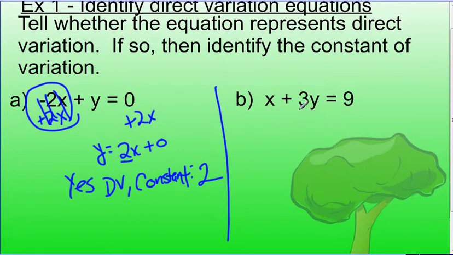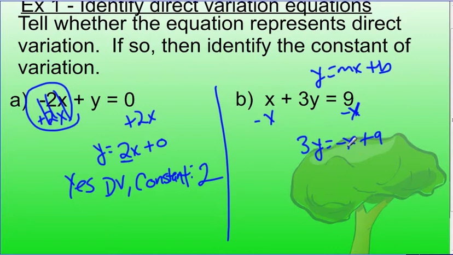Okay, letter B. We have to get the y variable by itself again. So we're going to start by subtracting x. 3y equals negative x plus 9. Again, we like the x first because we want it to look like slope-intercept form, so y equals mx plus b. So we put the x first. To get rid of a times by 3, we divide by 3. Cancel. Y equals this. We can't actually divide it, so we're going to leave it as the fraction. Negative 1 divided by 3x.